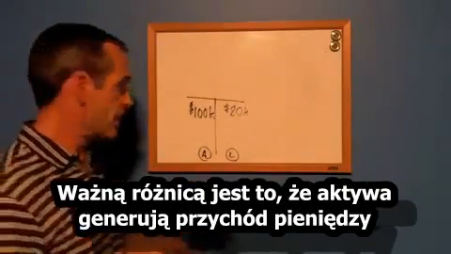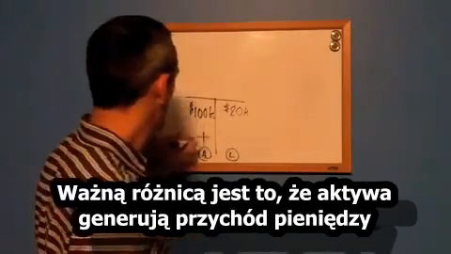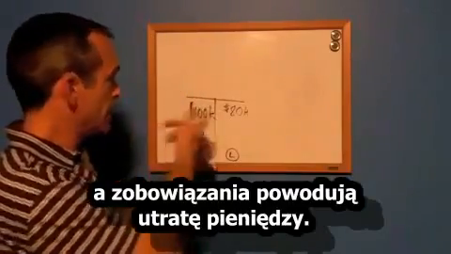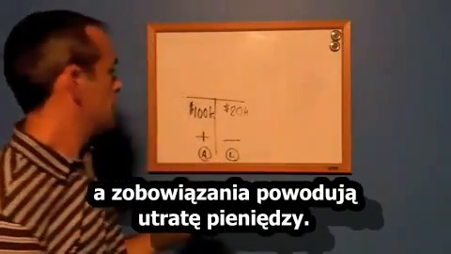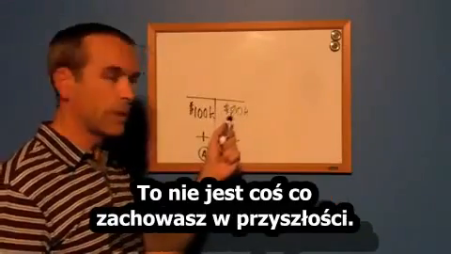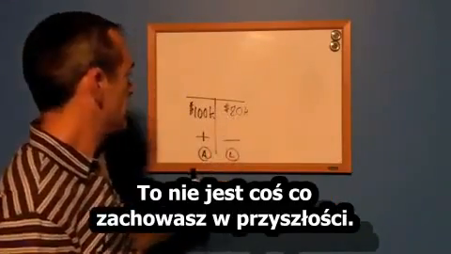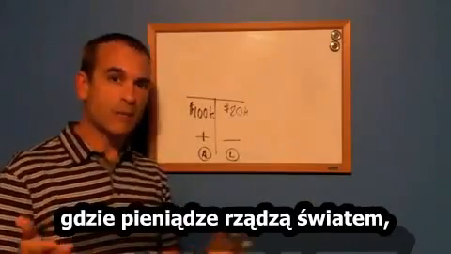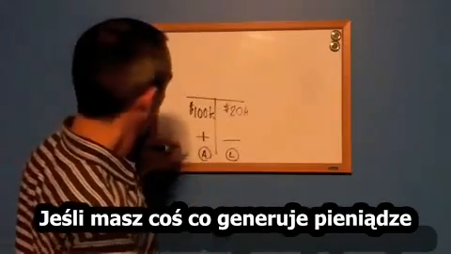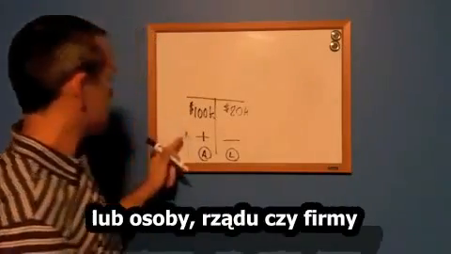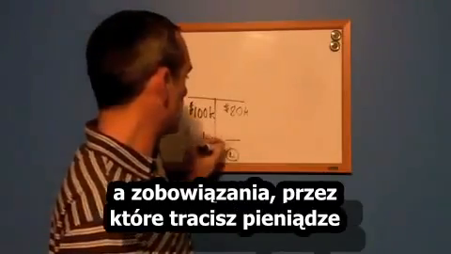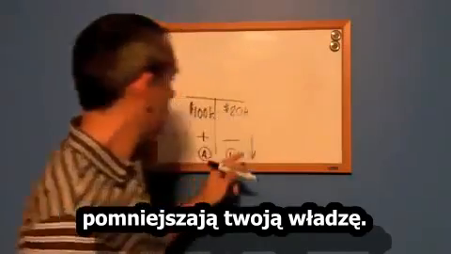Now, the important difference here is that an asset is what makes money for the person or the government or the business, reflected in the balance sheet, and the liability loses money. It costs you money over time, plus you owe it back to someone else. It's not something that you will keep. And in a world governed by money, where money rules the world, it's what determines power. If you have something that makes money, that increases your power, or the person, or the government, or the business's power. And liability, since you lose money, it decreases a person's power.